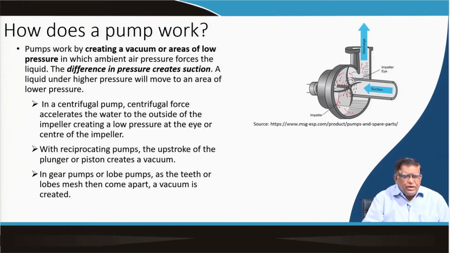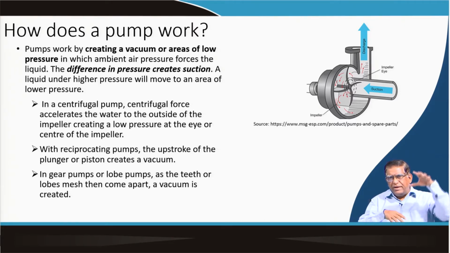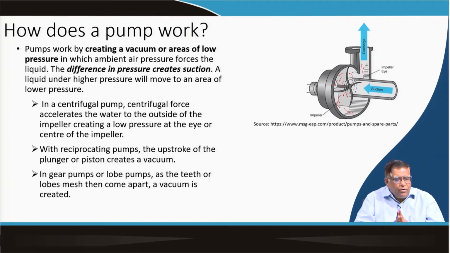But coming to how a pump works, the basic principle, you know that fluid flows from a higher level to a lower level, as you have seen. And what is the meaning of higher level and lower level? It is exactly the pressure difference. Fluid goes from a higher pressure to a lower pressure. So if you can create a vacuum, then the whole thing will go over there. Creating a vacuum or areas of low pressure is the main thing in designing and developing a pump.